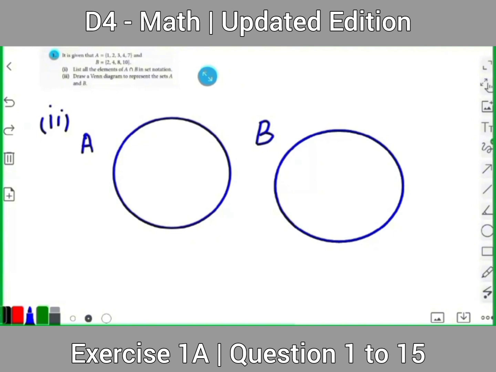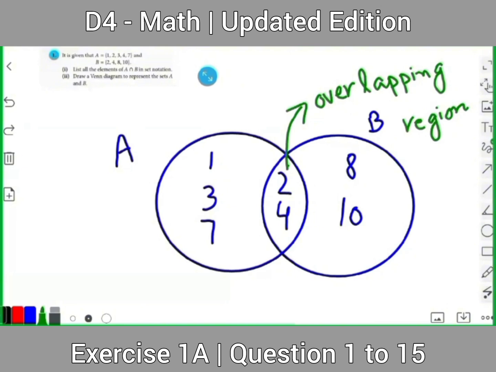So here we have just drawn a circle for set A and similarly another circle for set B. And now we write down the elements of set A in the first circle and the elements of set B in the second circle. So in the first circle, we will write down 1, 2, 3, and 4. Similarly, in the second circle, we have 2, 4, 8, and 10. Now move the set B to the left in such a way that both the sets A and B overlap with each other. Here we get the overlapping region.